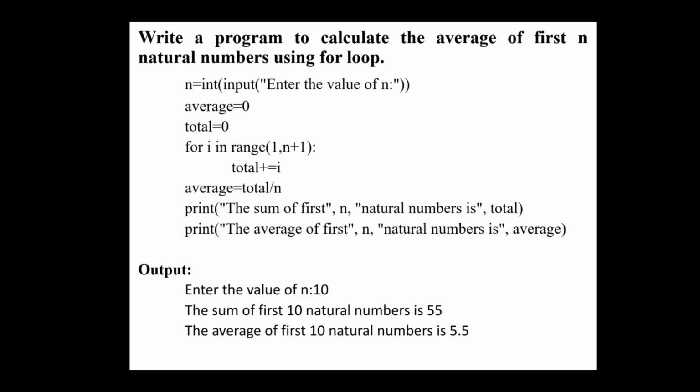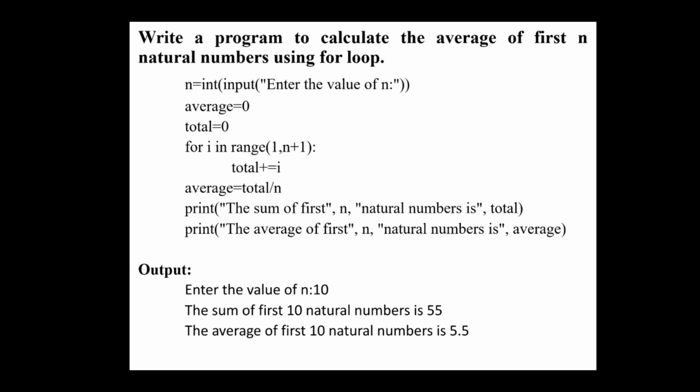After that, average = 0, then total = 0, for i in range(1, n+1): total += i, average = total / n, print the sum of first n natural numbers is total, and print the average of first n natural numbers is average.